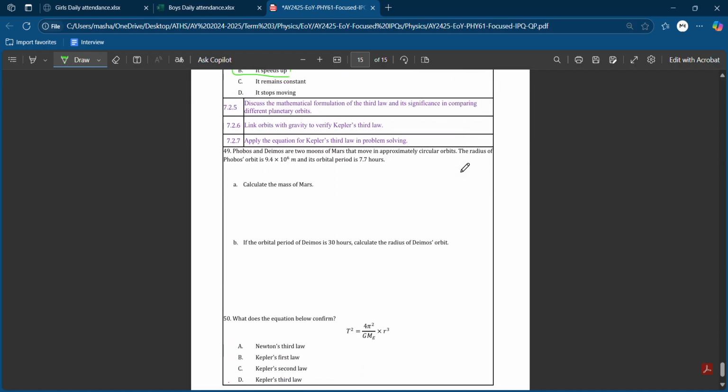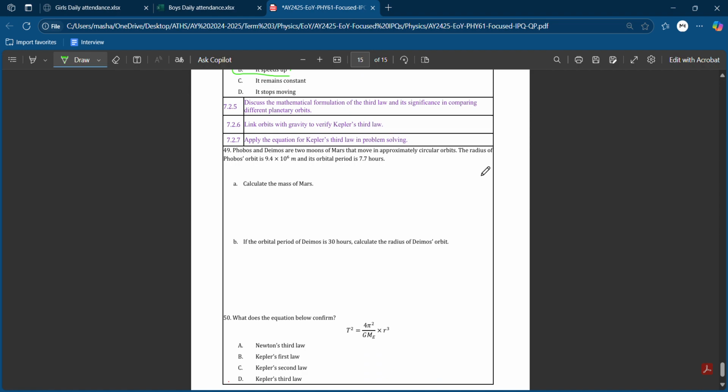So for the last part, we have a question. Before that, I will give you some formulas. The period squared has a relationship with the radius cubed, okay? Or in terms, T squared equals 4 pi squared r cubed over GM, okay? So let's check question 49a.